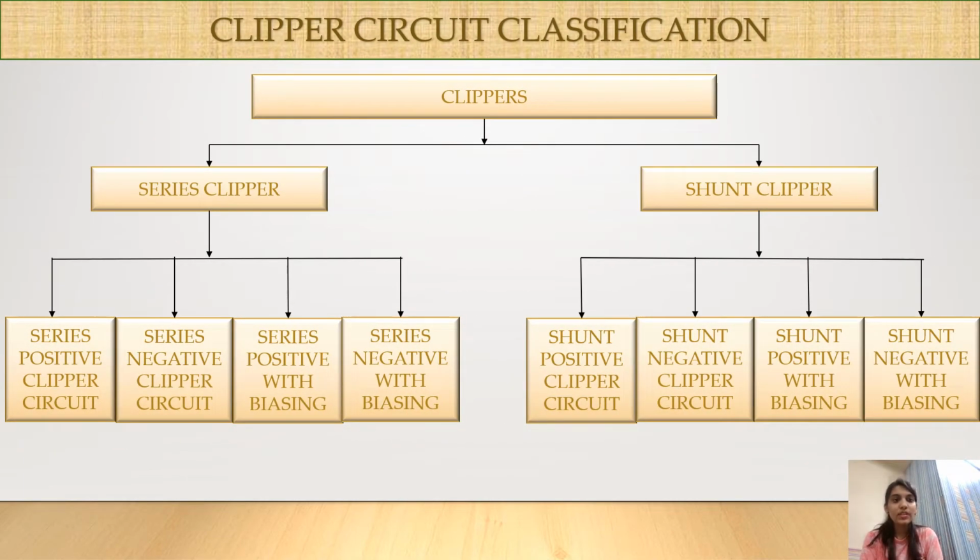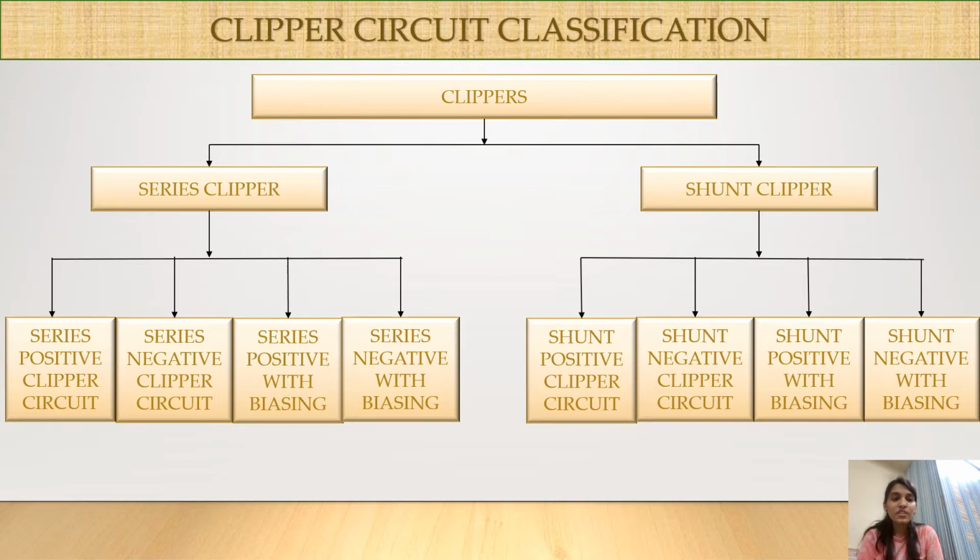Clippers are classified into two types, that is series clippers and shunt clippers. So what is a series clipper? A clipper circuit in which the diode is connected in series to the input signal. In a series clipper there are subtypes. They are series positive clipper circuit, series negative clipper circuit, series positive with biasing, and series negative with biasing.